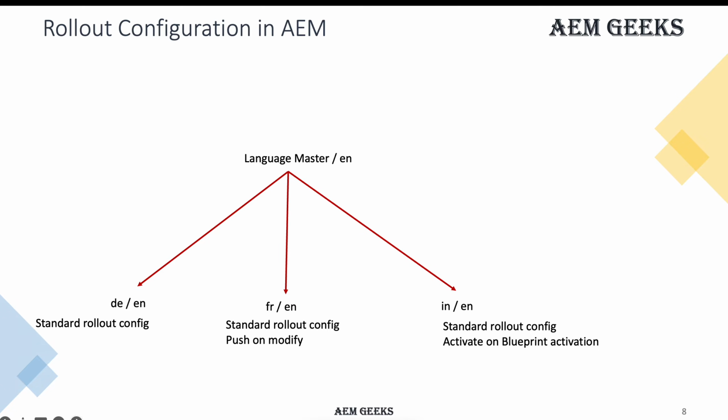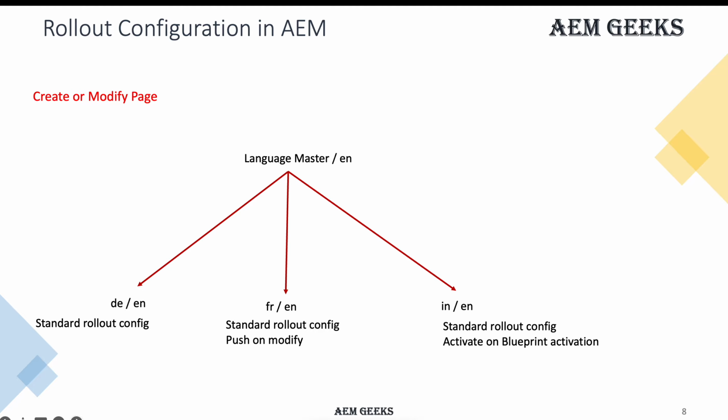I have a blueprint called language master, and I have a language copy English, and this has live copies in Germany DE English, France English, and India English. And these rollout configurations are used. German English is using standard rollout configuration, France English is using standard rollout and push on modify. Obviously you can add any number of rollout configurations. India English is using standard rollout configuration and activation on Blueprint.